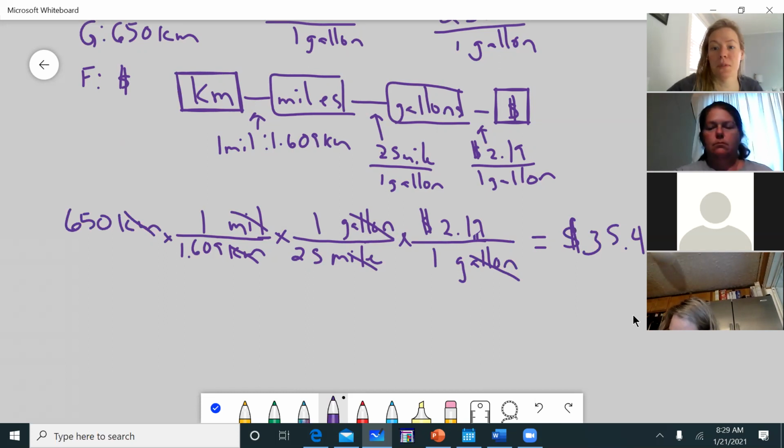Okay, so it wasn't that much. 650 kilometers, you kind of want to cut that in half to get how many miles that is. It's like 350 miles. So yeah, that makes sense.